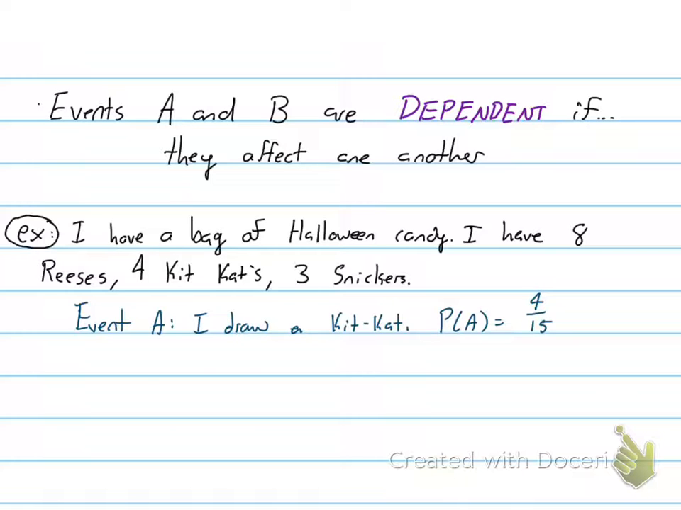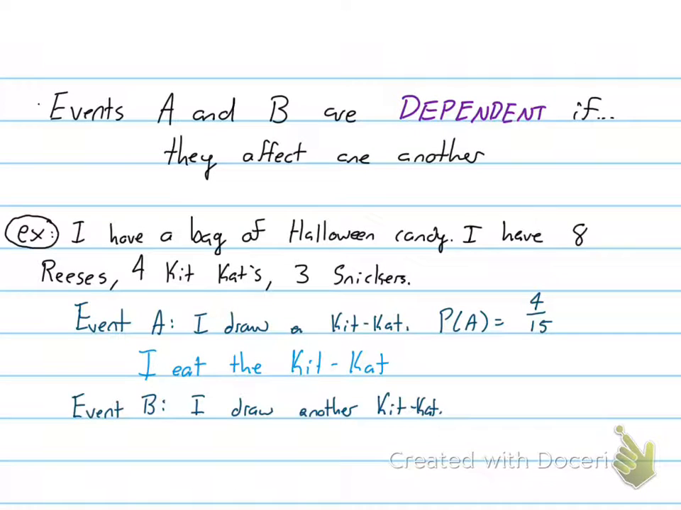But before I move on, I'm going to eat the Kit Kat, okay? So in event A, I'm picking up a Kit Kat and I'm eating it. Now in event B, I want to draw another Kit Kat. So the probability of event B is now, since I ate a Kit Kat, I only have 3 left out of 14 candies. Since I ate one, I now only have 14 altogether left.